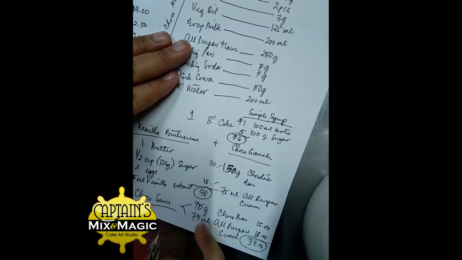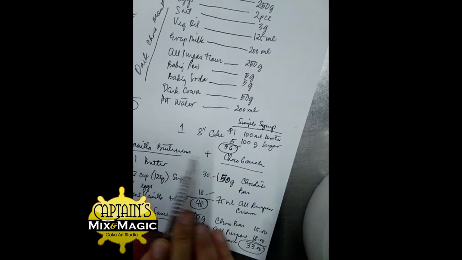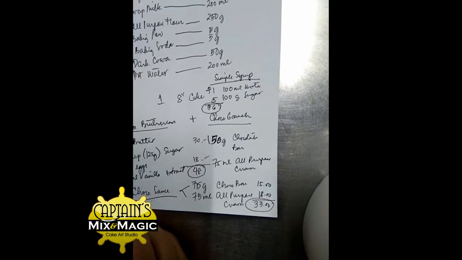Total of the buttercream is 58 plus 6.25 plus 14 plus 0.75. The buttercream is 79 pesos. Okay? Again, vanilla buttercream plus chocolate ganache is your chocolate buttercream. So, 79 plus 48, that's 127 choco buttercream. Okay?